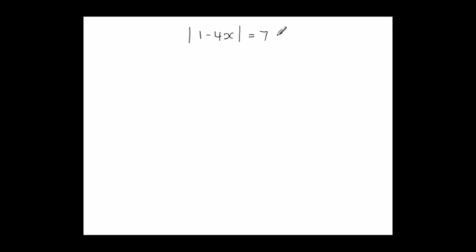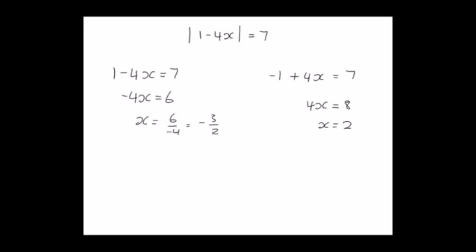Okay, here's another problem. 1 minus 4x, the modulus of that is equal to 7. So writing the equation as it is without the modulus, and then changing the signs on one side, and then solving these, so you get these two solutions.